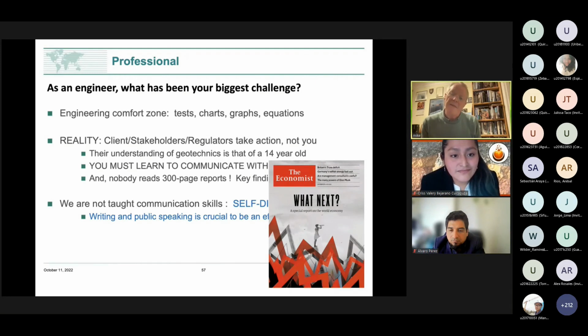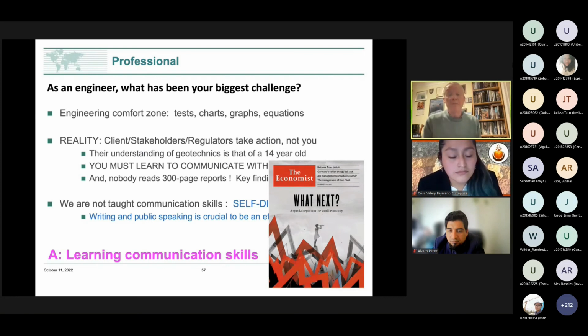So this was held up to us as a way to learn: to read The Economist regularly and look at not just what the article says, but the way they present information, the graphs they use, and the way they've explained it. Certainly when I was at Gulf, this was held up to be the standard to which we should aspire. So to directly answer the question, my biggest challenge has been learning communication skills.